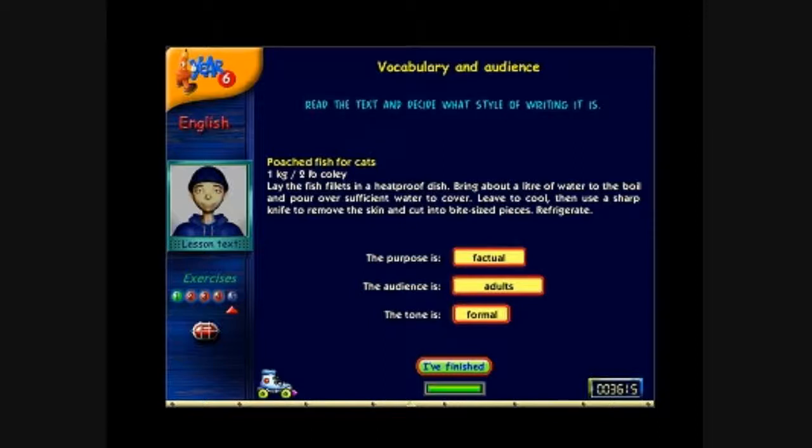Lay the fish fillets in a heat-proof dish. Bring a litre of water to boil. Pour over sufficient water to cover. Leave to cool, then use a sharp knife to remove the skin. Cut into bite-sized pieces. Refrigerate.